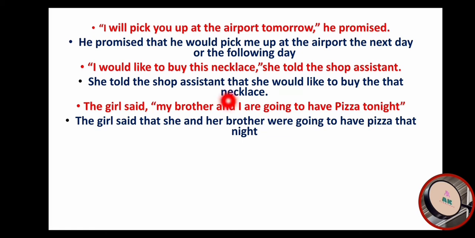See, my brother and I. So both things you have to change. My brother and I become she and her brother, were. So I obviously has changed here, right? For are, it becomes were. They were going to have pizza that night.